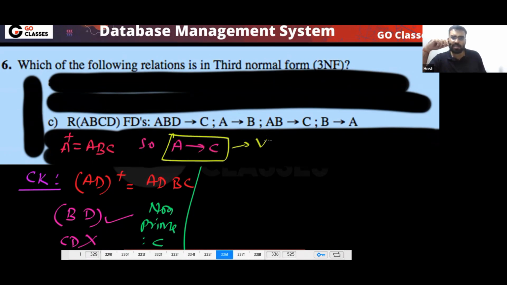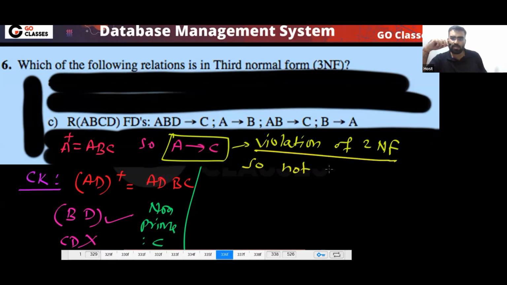Okay, this is a violation of 2NF. Tell me why this is a violation of 2NF. So no to 2NF. What is method number 2?